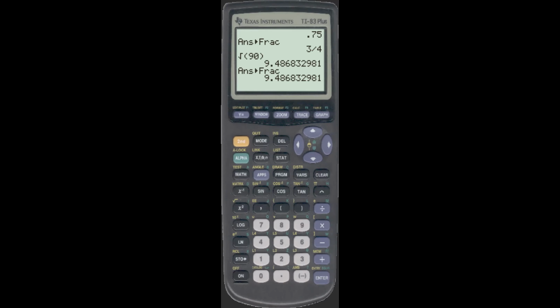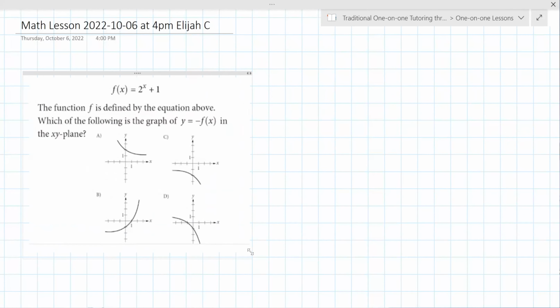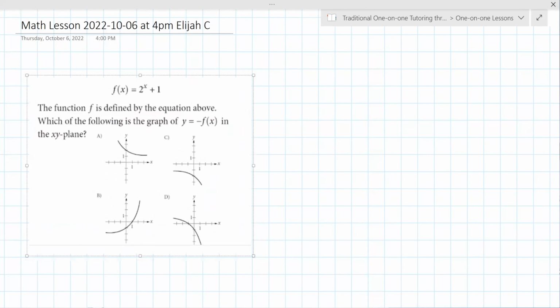Okay, so I'm pretty sure we've looked at this problem before at some point. Are you seeing this problem? It says the function f is defined by the equation above. Yep. Okay. Now, whether you know the answer or not, here's what we're going to do.